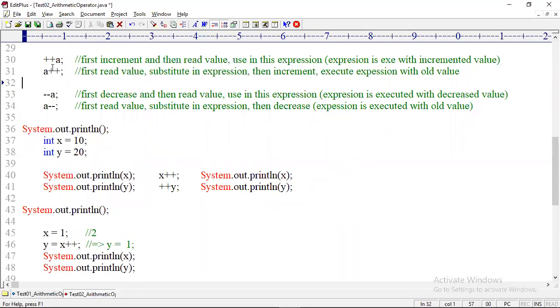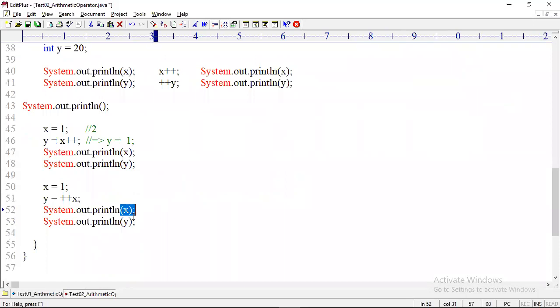First, plus plus A means what? First increment, and then read. Substitute in the expression. Then execute the expression with the incremented value. So tell me, what is the X value? What is the Y value?